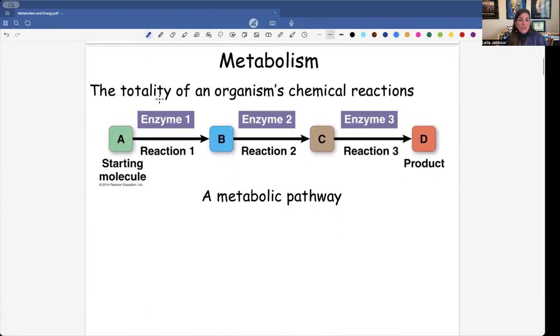Okay, so the term metabolism includes a number of chemical reactions. It's the total number of chemical reactions that take place in an organism, the totality of an organism's chemical reactions. So here's a diagram that basically summarizes this.